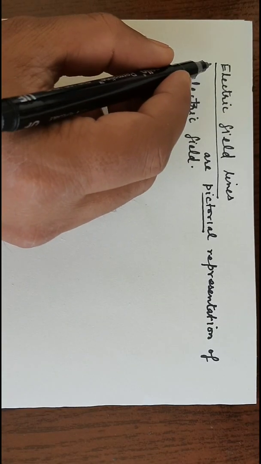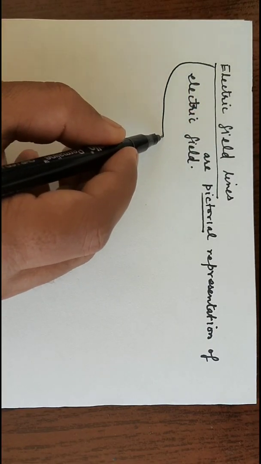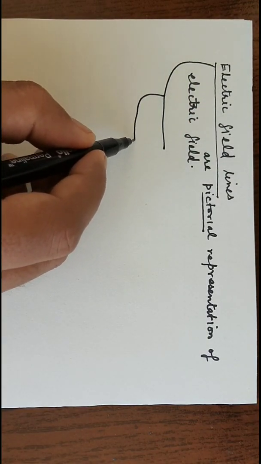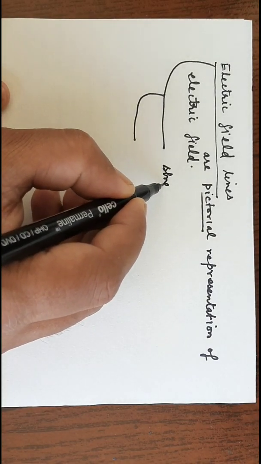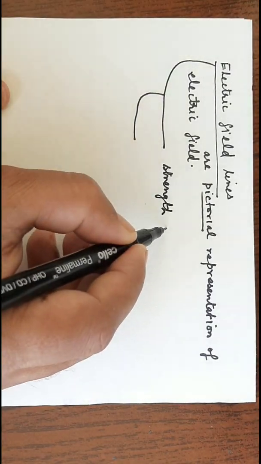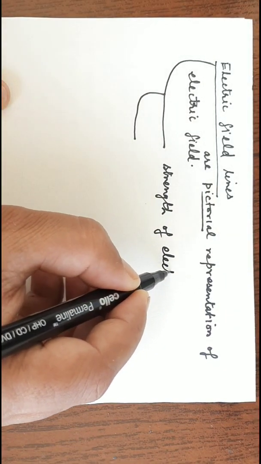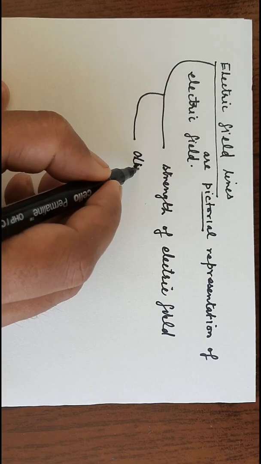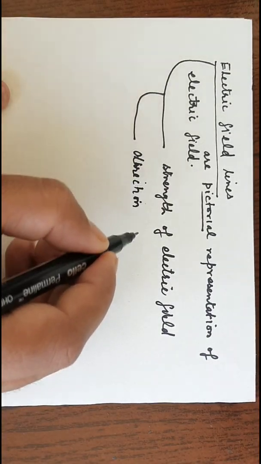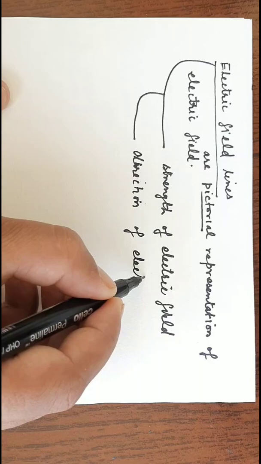So basically these electric field lines represent two things. It gives us the strength of electric field and the direction of electric field.